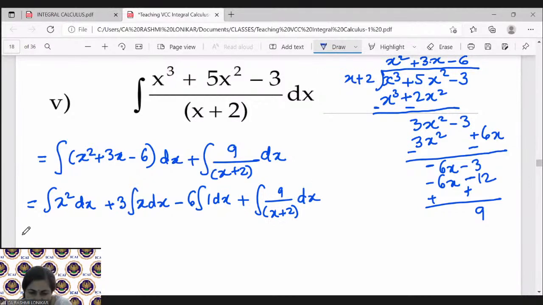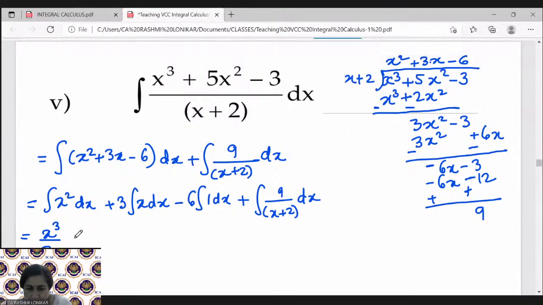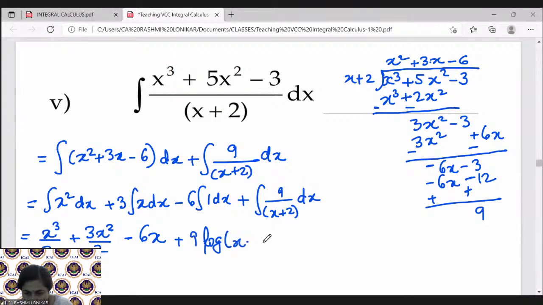So this is equal to x cube upon 3, right? The integration of x square will be x raised to n plus 1 upon n plus 1. This will be 3 x square upon 2, since the integration of x is x square upon 2, minus 6 times the integration of 1, which is minus 6x, plus 9 into log of x plus 2, right? The integral of 1 upon x plus 2 is log of x plus 2 plus c. Okay, so this will be my integration, right?